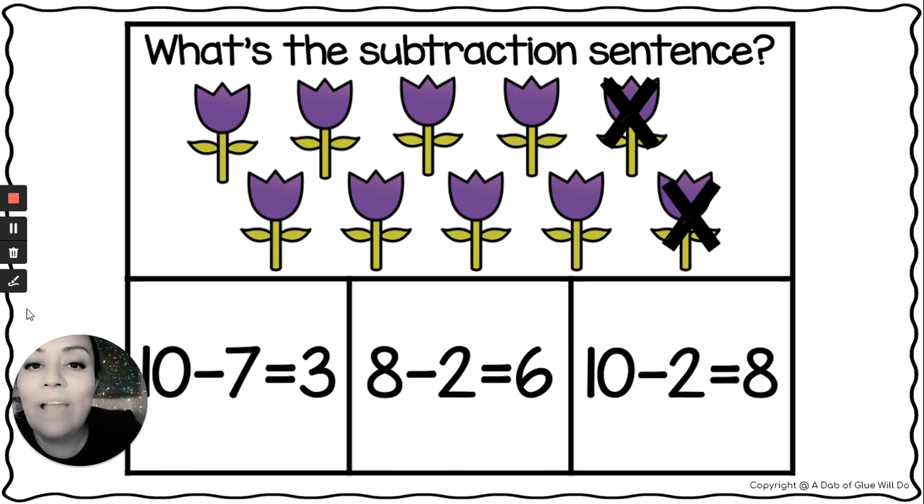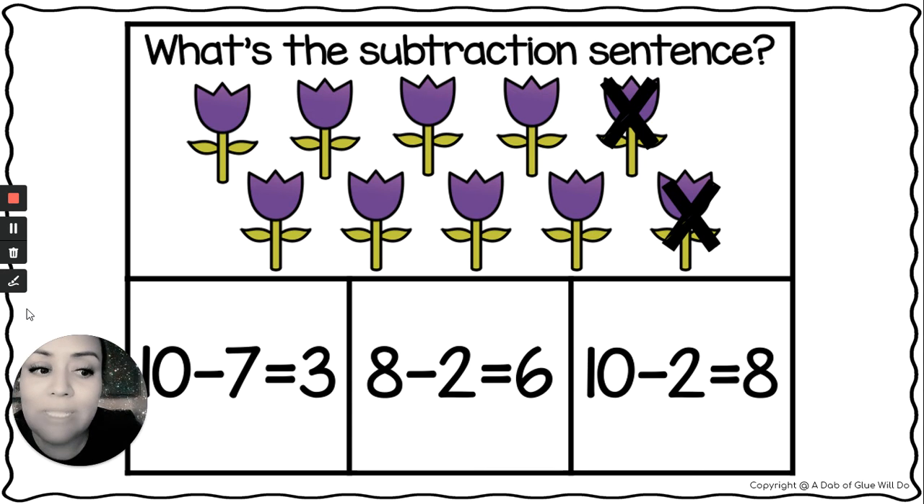So what does our number sentence start with? 10, right? And what does 10 represent? 10 represents the whole number, absolutely. Now we crossed out 2, so what do we need to use? Are we adding or are we subtracting? That's right, we are subtracting because we're taking away how many flowers? 2. So 10 represents the whole number, and the minus sign represents taking away.